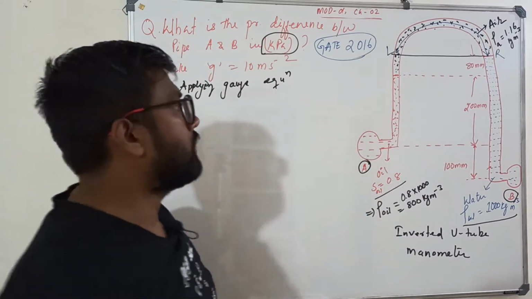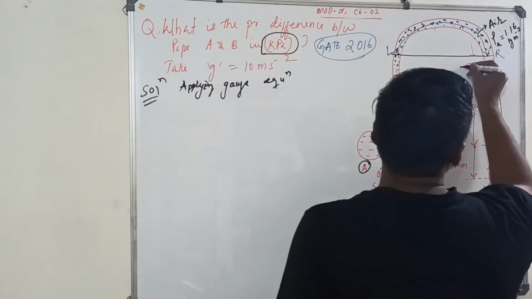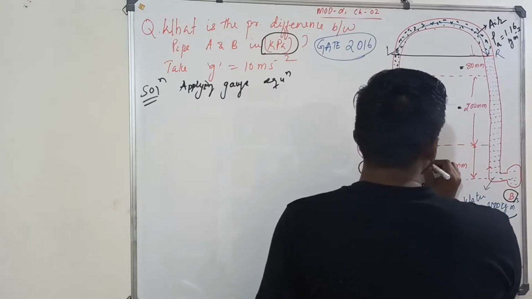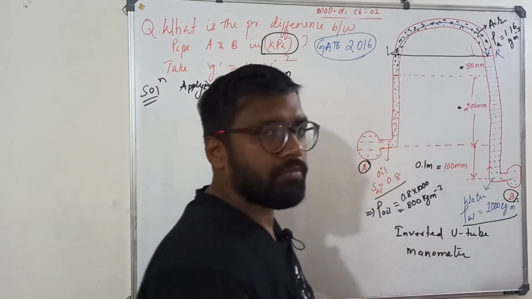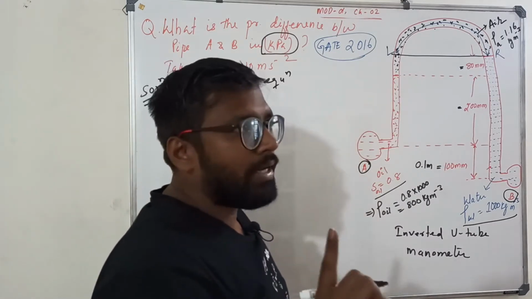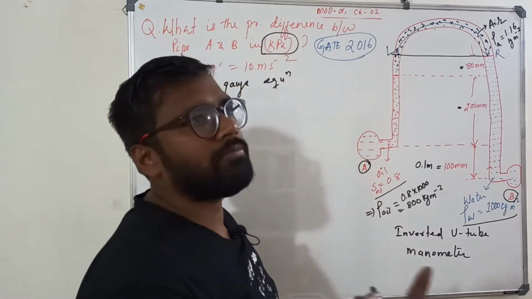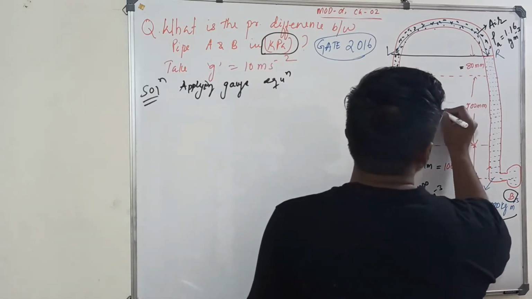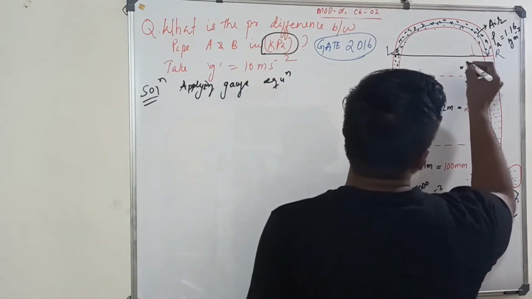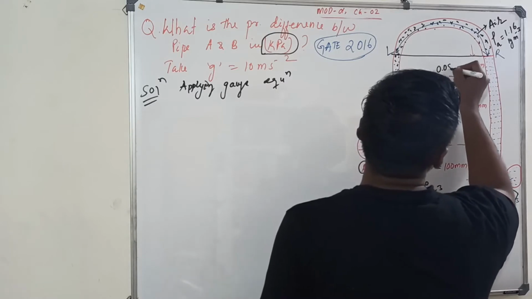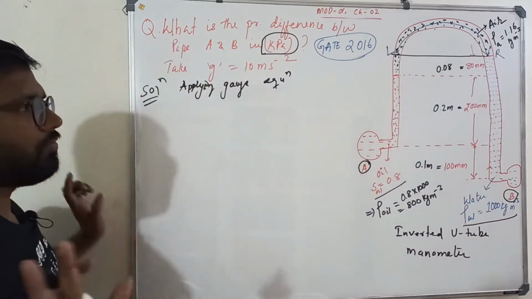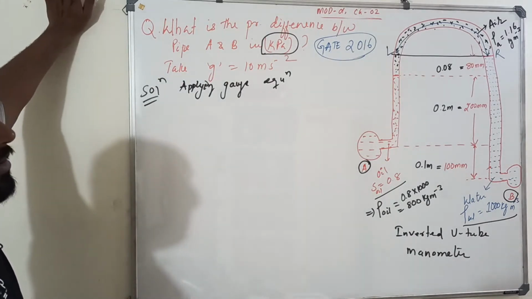Now see, these all are in terms of mm. Convert in terms of meter. 100 mm, how much meter? Sir, 0.1 meter. 1 meter is 1000 mm, 1 mm is 1 by 1000 meter. So 0.1 meter, this is 0.2 meter, this is 0.08 meter. Everywhere divide by 1000, it is converted to meter. Now everything is over.